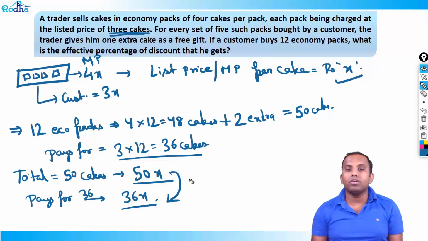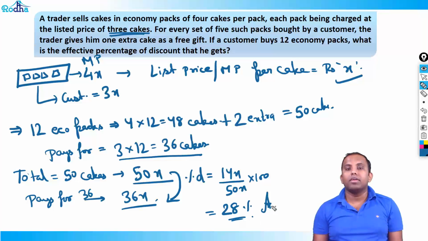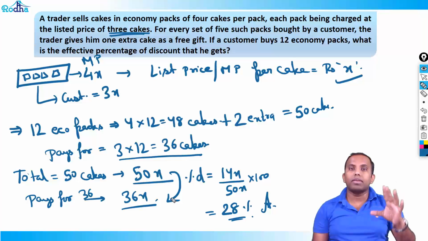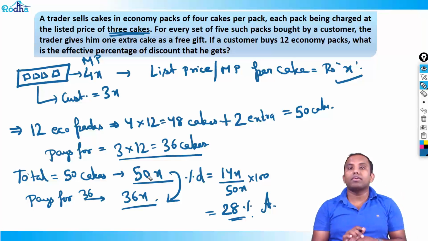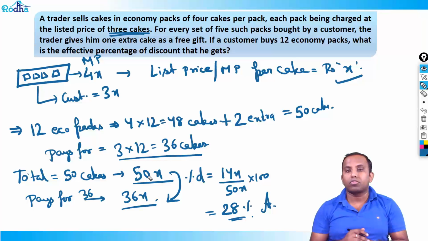What is percentage discount? Discount of 14x on 50x into 100. That is 28%. Right. Discount is always on mark price. So discount of 14x he got. What is the list price or mark price? Because he got 50 cakes, 50 cakes will have 50x as the mark price. So 14x upon 50x into 100. This is the answer for this question.